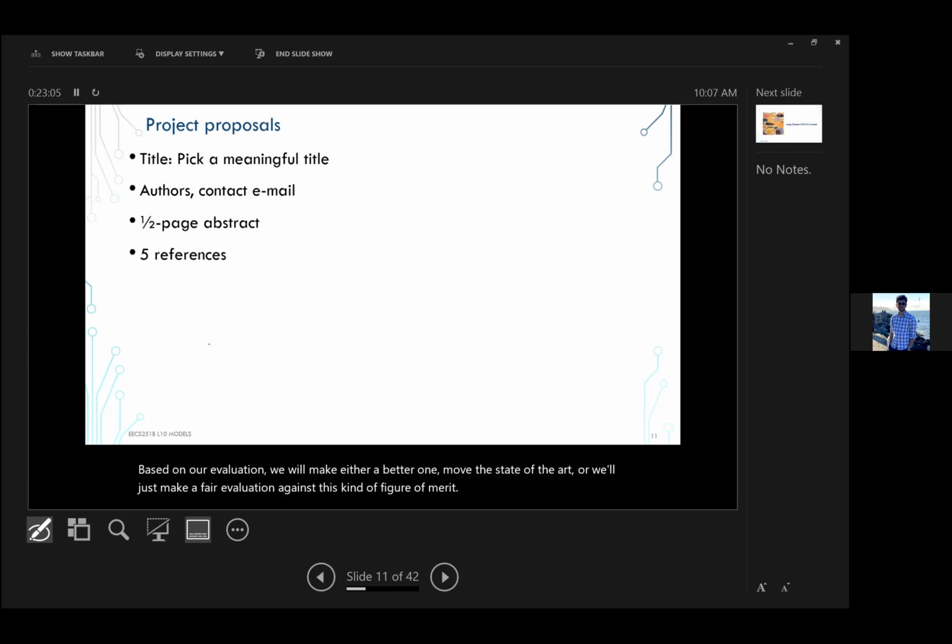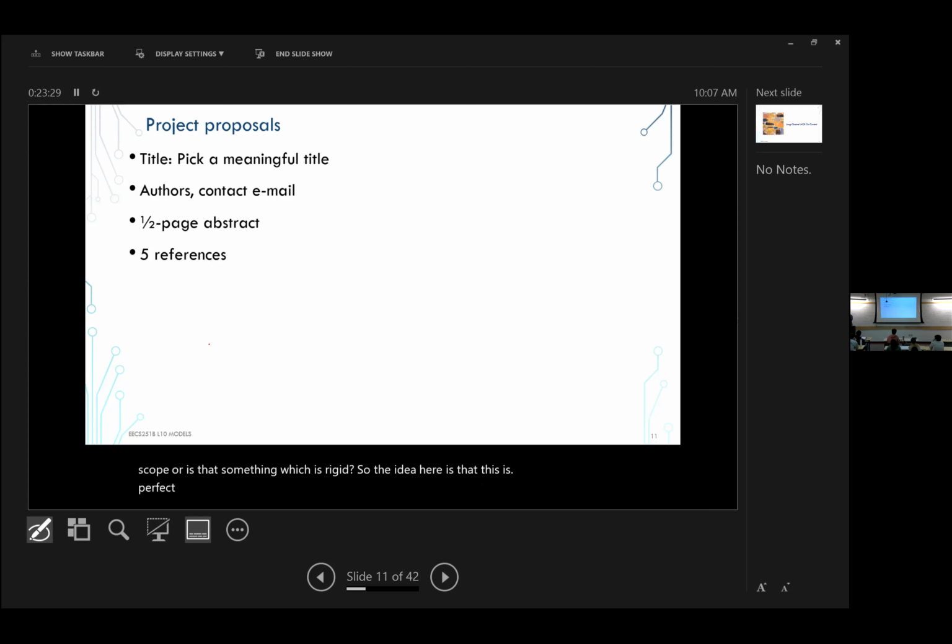Professor, I had a question. Yes, online question. I was asking regarding the number of group members: if we have fewer members, is it okay to reduce the scope, and if we have more members, is it okay to expand the scope, or is that something rigid? The idea here is that this is perfect for pairs. We discourage solo projects because those are hard to judge, hard to execute. 3-person projects, if you cannot find a group of 2, do it as 3.